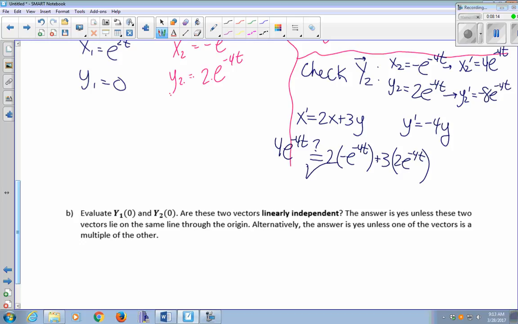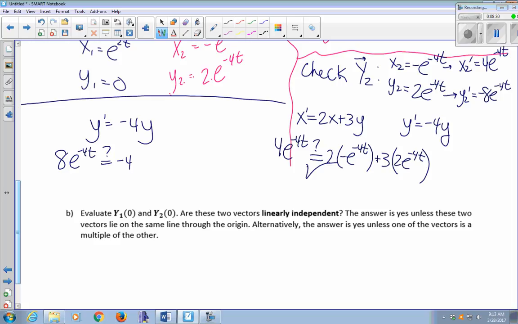And then I went into my space for the other one. I'll do it over here. y prime equals negative 4y. All right, so y prime is 8e to the negative 4t. Does that equal negative 4 times y, which is, yeah, thank you, negative 4 times y, which is 2e to the negative 4t. Is that statement true? Check. So both y1 and y2 are solutions to the system.